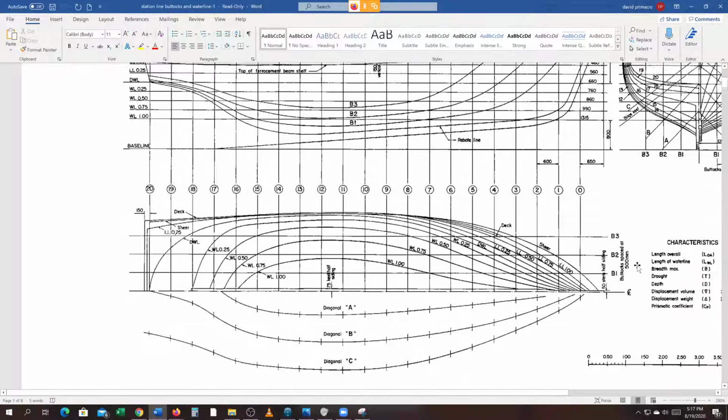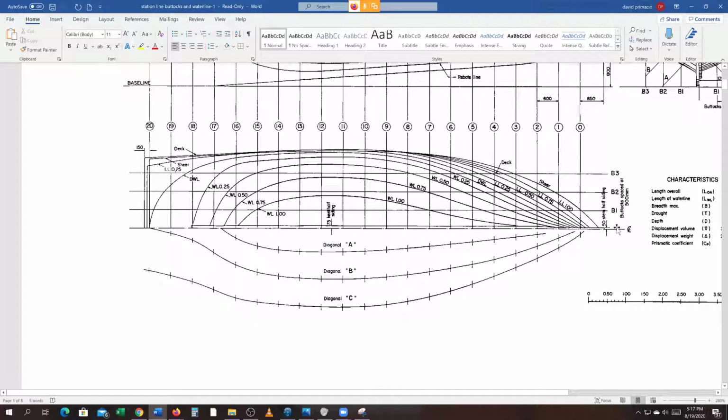And then this is a top view of it, where we're looking at buttock line cuts. So right down the center is buttock line zero. And a positive buttock line is on the right side of the ship. Okay, the starboard side. And then the left side, the port side, is the negative side of the ship.